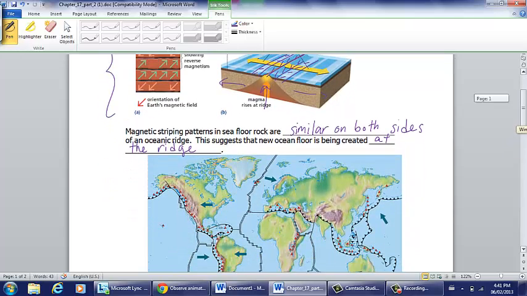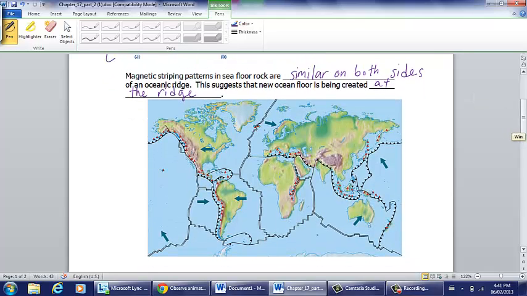This next image here is showing a map of Earth's tectonic plates. And this brings us to a discussion of the theory of plate tectonics. The theory of plate tectonics has two big ideas. It says, one, that the Earth is divided into plates, and two, that these plates are constantly moving.